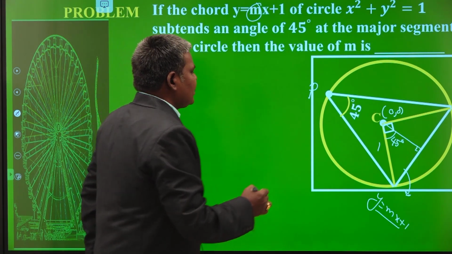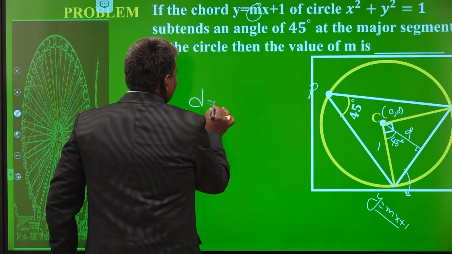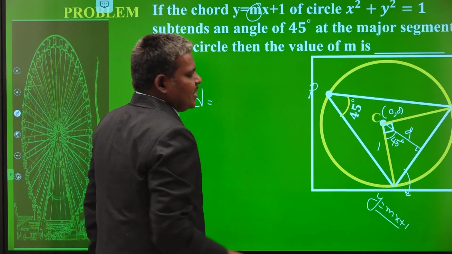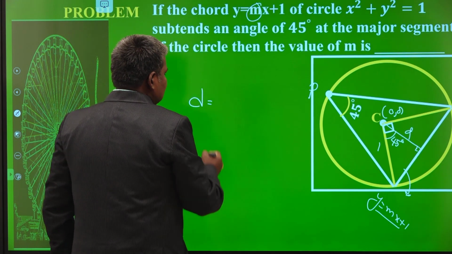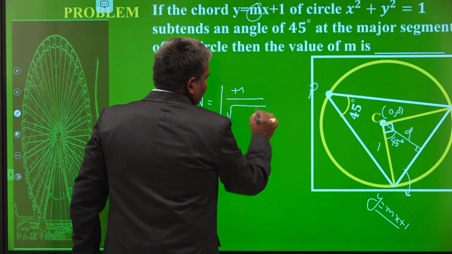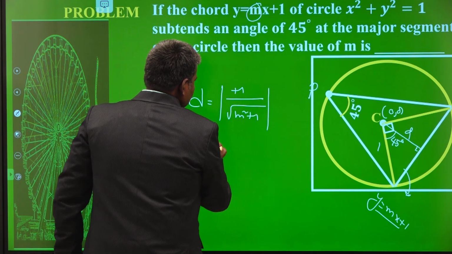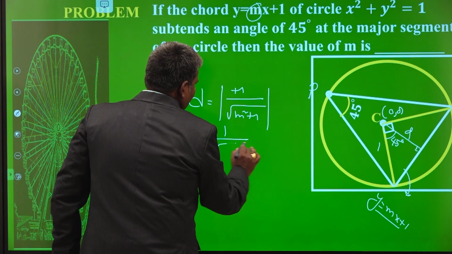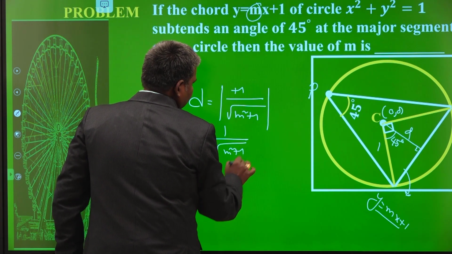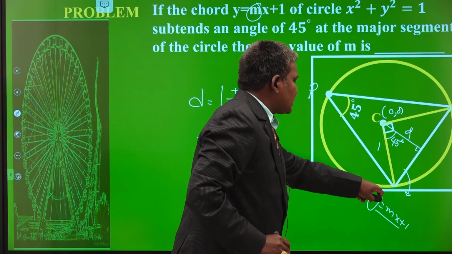Yes, you can easily find the perpendicular distance d, that is equals to modulus of c by root of a square plus b square, the perpendicular distance formula. That is modulus of 1 by root of a square plus b square, which gives m square plus 1. That is nothing but 1 by root of m square plus 1. So you know the d value. You know this one. This has 1 unit.